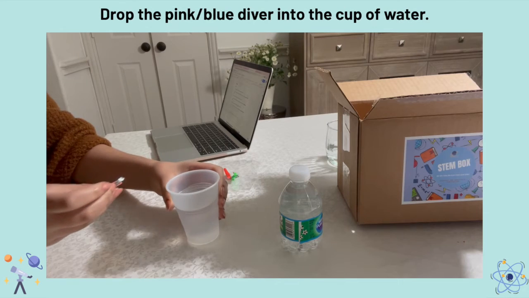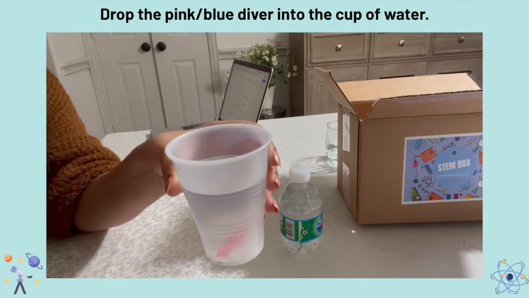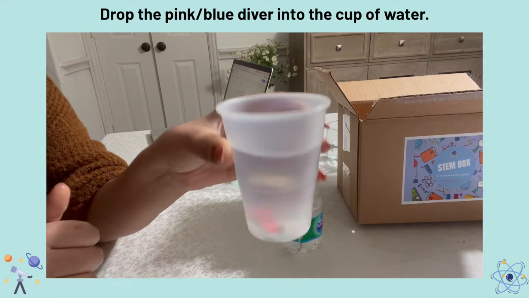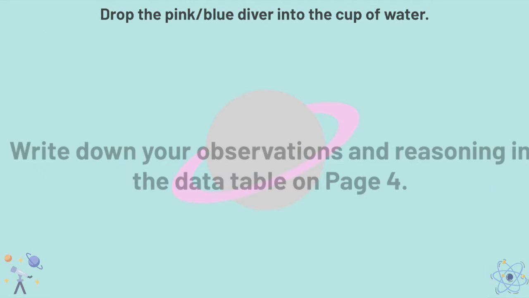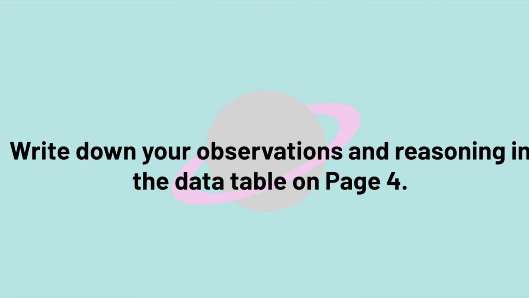Next, take the pink or blue diver with 3 washers attached out of the bag and drop it into the cup of water. What happens now? Go to page 4 of your worksheet and write down your observations in the data table labeled Part 1 in the row labeled Checkpoint 3. Then, after you write your observations, which should be explaining how the diver immediately sunk to the bottom of the water, write the reasoning as to why this may have happened in the second column in the table. Think about how the density of this diver may have caused it to act differently than the other divers.